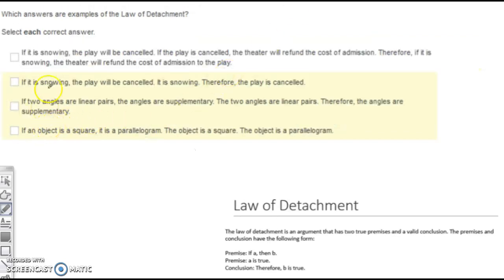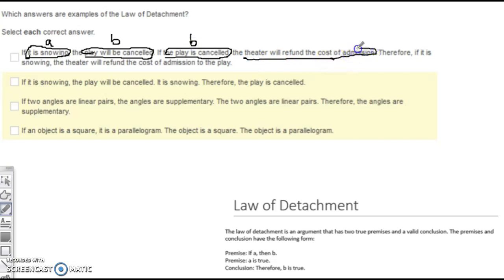All right, which examples are laws of detachment? Okay, so again, this is your law of detachment. Has to have an if-then statement, and then we need to know that A is true, so then we can conclude that B is also true. All right, if it is snowing, that's A, then play will be canceled. That's B. The play is canceled. That's B. And the theater will refund the cost of admission. That's a new one, so that's going to be letter C. Therefore, if it is snowing, then the theater will refund the admission. That is the law of syllogism. You're cutting out B. So that's not detachment.